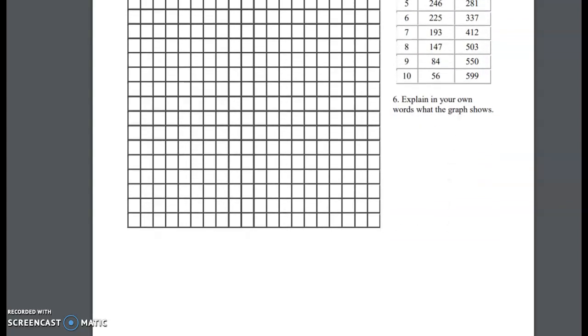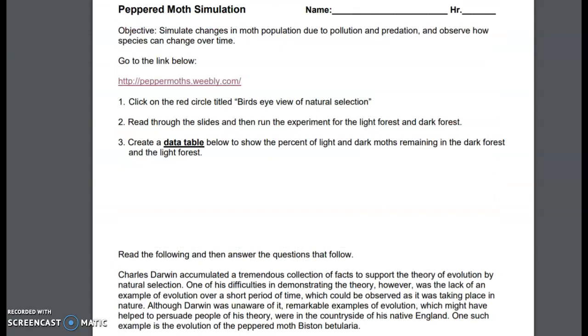You guys have 2 days to work on this, but guys, this is real life. This is what happened in real life when the Industrial Revolution happened and the forest changed, and we saw evolution happen right before our eyes. So if you have any questions, let me know. But you have the next 2 days to work on this lab.